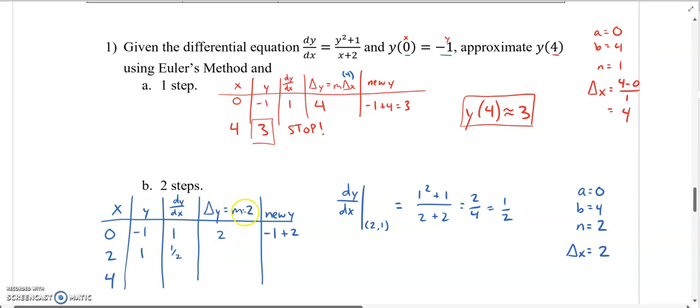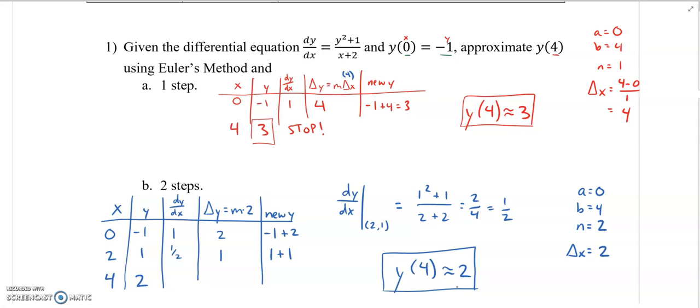And when we take m times 2, our slope times 2, we get a change in y of 1. So our old y value is 1. Our new y value is that old value plus the change, which is 2. And now we get y of 4 is approximately equal to 2. And again, we saw that on the slope field. We expected that answer. So all's well with the world.